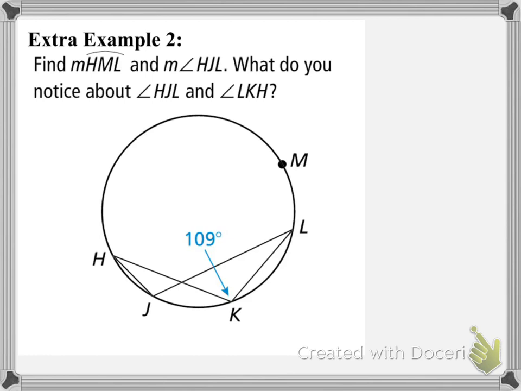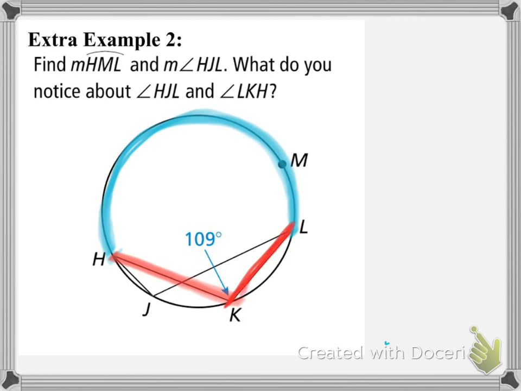So now here it says, extra example 2, find the measure of arc H to M to L. So we're going to go to H, around to M, and then over to L. So we're looking at this long, big arc right here. Well, if we notice, this ends at H and ends at L, but makes an angle here with K. So here we have this red angle right here.